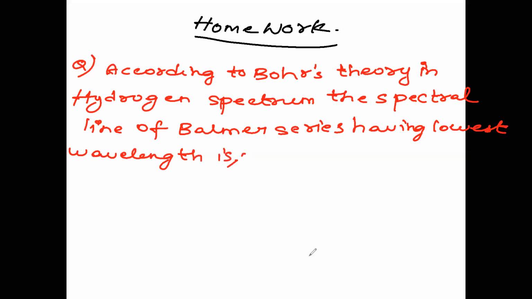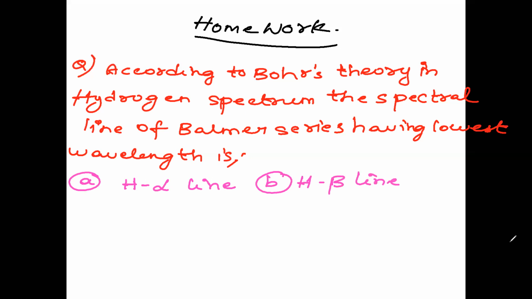First option, H alpha line. Second option, H beta line. Beta line is the second line, alpha line is the first line. Balmer series means n1 is equal to 2, n2 is equal to 3 onwards. So alpha line is 3 to 2, beta line is 4 to 2, and so on. Next, gamma line is 5 to 2. And fourth option, H limiting line.